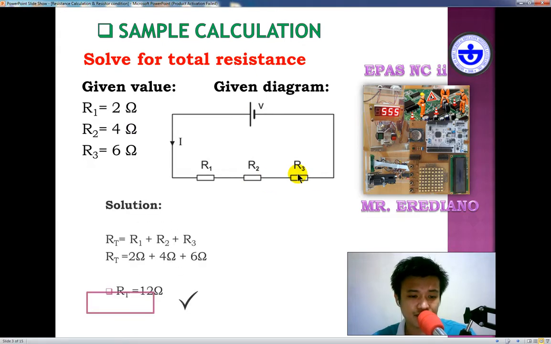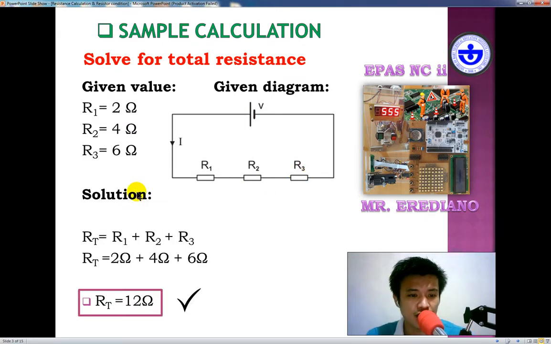Okay? Now, here is the solution. Since they are connected in series, we can use this formula: RT equals R1 plus R2 plus R3. We stop at R3 because in this example we only have 3 resistors. But if we had a fourth resistor, we would add plus R4. Okay, I hope that is understood.